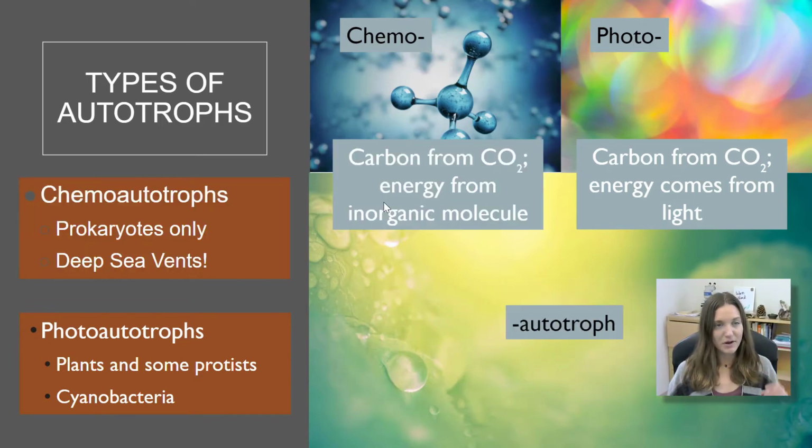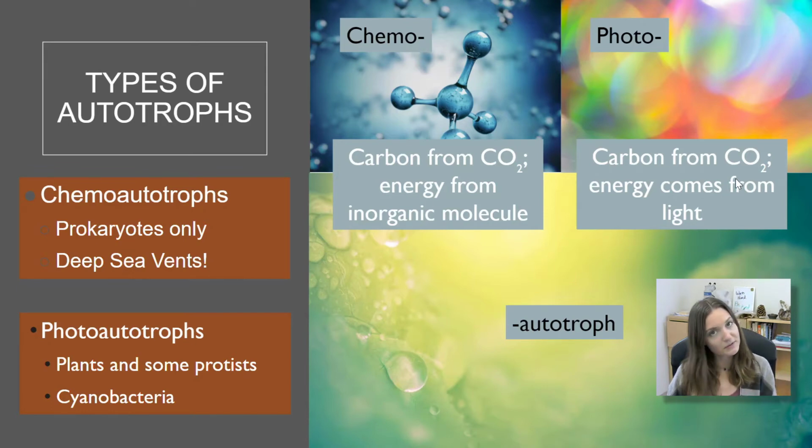These chemoautotrophs, though, this is kind of a weird group. They still get their carbon from carbon dioxide, but the energy that they get to power their cell processes, as well as convert that CO2 into an organic molecule, comes from breaking down inorganic molecules. So these could be things like breaking down hydrogen sulfide or ammonia in their environment. So that process of breaking down those molecules is what gives them energy to form their organic molecules.